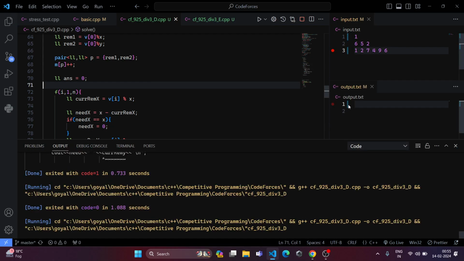We simply get 2 here, in this case 9 and 1, and 6 and 4.